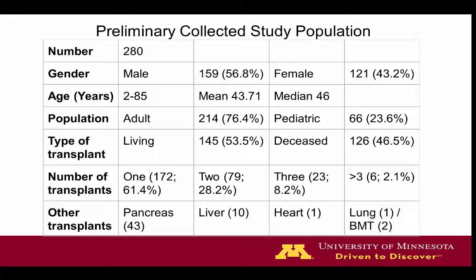So in terms of the preliminary collected study population, of the 280 patients, there's a little less than 50-50 split between genders. The mean age is around 43 years with a range of 2 years old to 85. There is more of an adult population compared to pediatric. There's a relatively even split between living and deceased, and the majority of patients received only 1 transplant. However, some received greater than 3 transplants, and a number of patients had a concurrent or simultaneous pancreas transplant, and there were some other organ transplants as well.